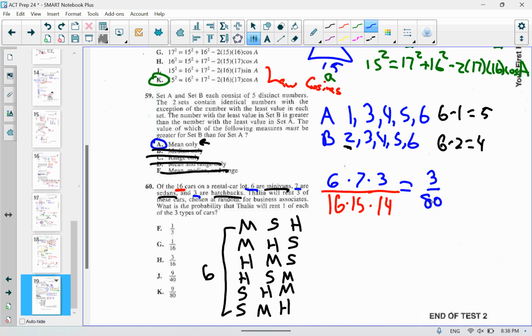That would just be if I had to have a minivan first, and I had to have a sedan second, and then I had to have a hatchback third. But we just showed that order doesn't necessarily matter, which means I have to multiply by 6 to represent the 6 overlapping opportunities that still give me the same thing. So I end up with 9 over 40, in this case, letter J.